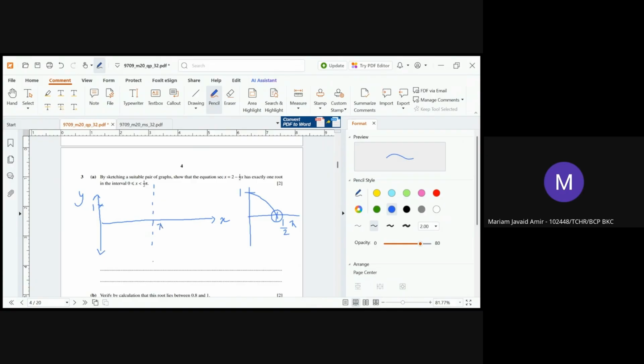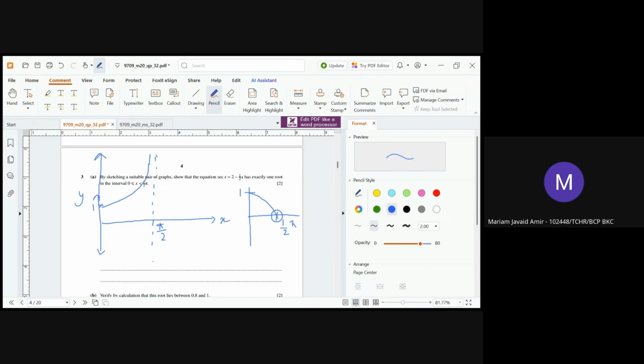which shows the asymptote and write pi by 2 here, and your graph will go like this. Do not let it touch the asymptote. It will get very close to it, but it won't touch it. Let's make the y-axis slightly longer as well. So that's the graph for secant x within the domain 0 to half pi.